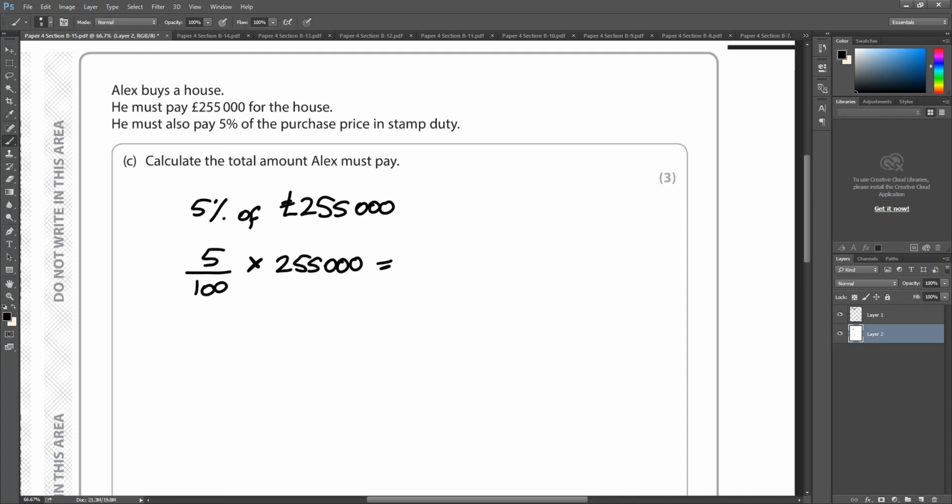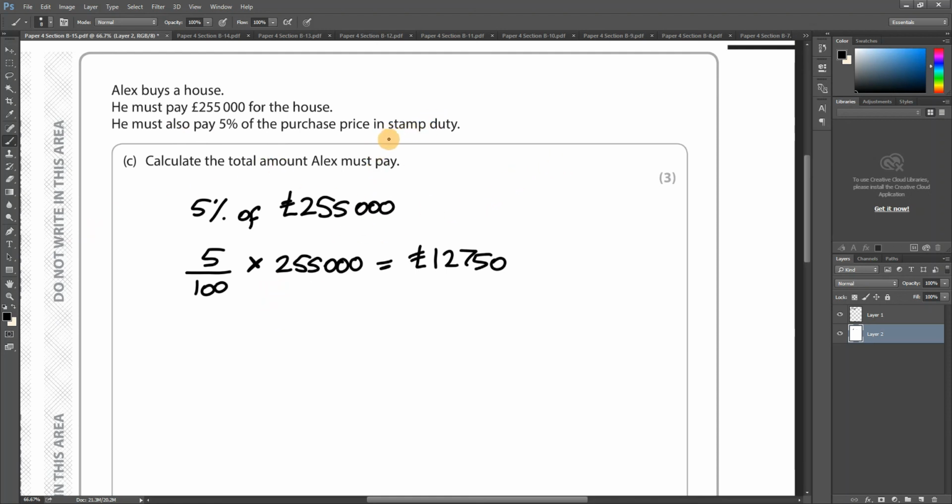Let's stick it in the calculator. 5 divided by 100 times 255,000. We get 12,750 pounds. Okay, so he must also pay that. So the total, yeah, it's on top of that, isn't it? Stamp duty is on top of that.